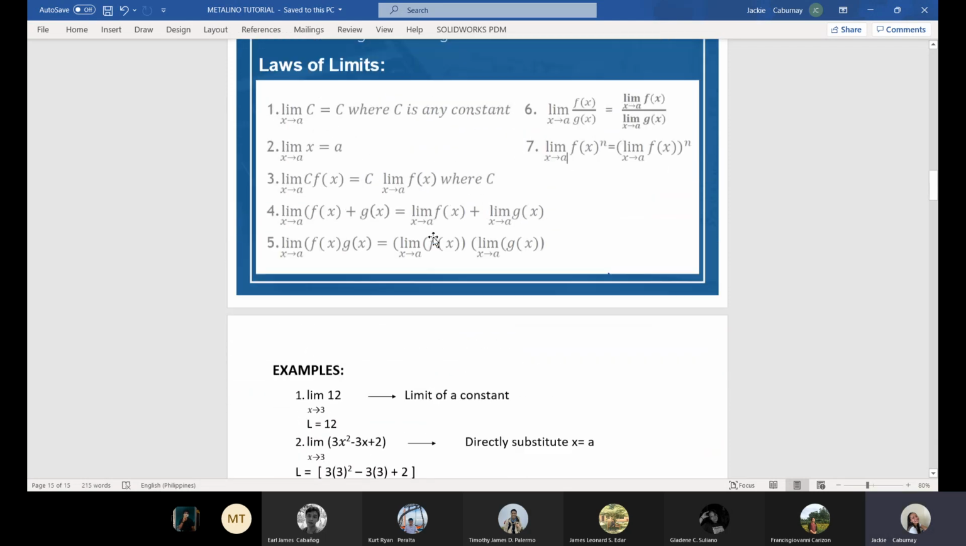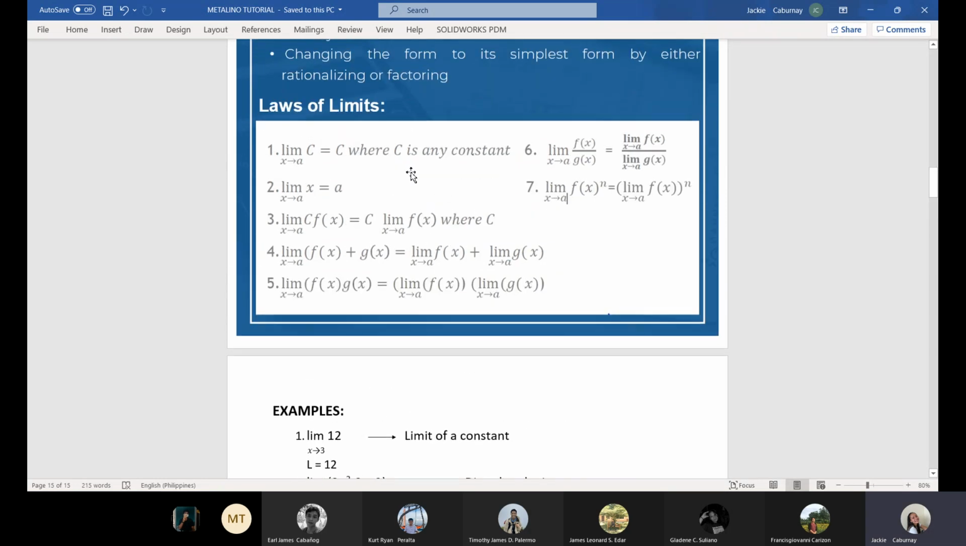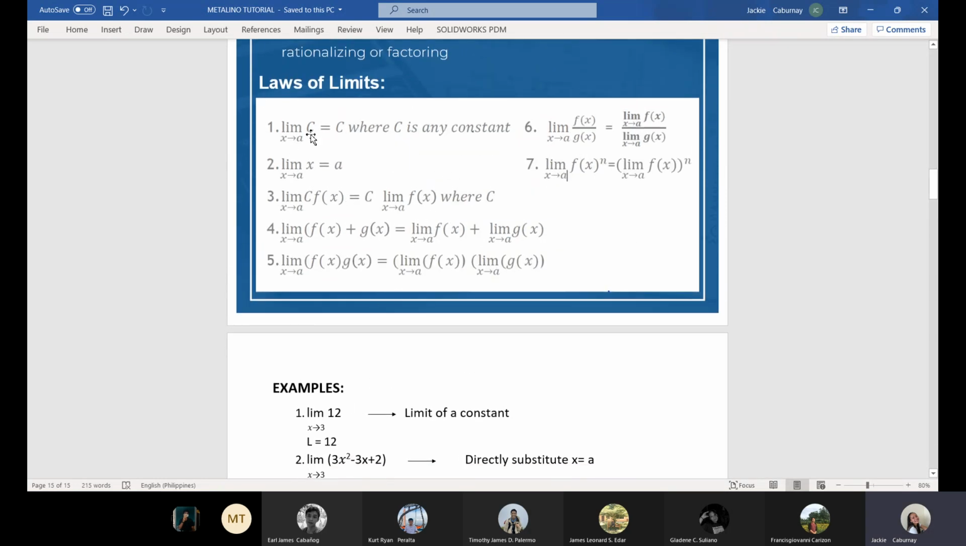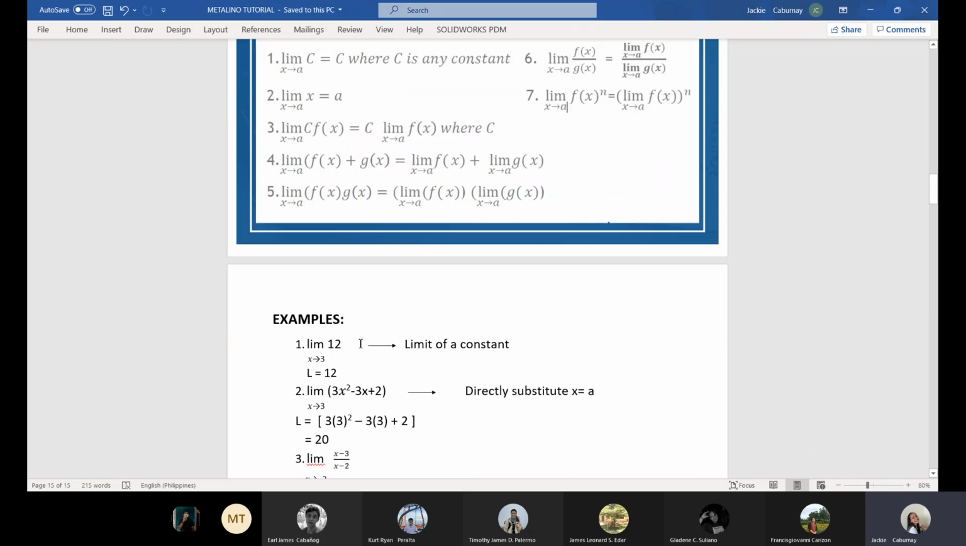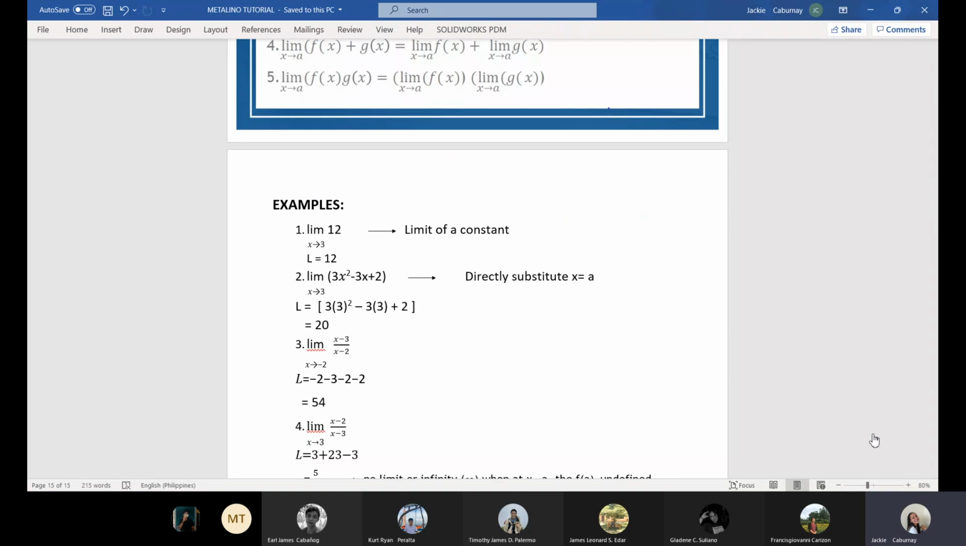So let's go straight to the examples. Example 1, limit of 12 where x approaches 3. This falls under law number 1, the limit of c where c is a constant. So, the limit of 12, whatever the value of x, even if it approaches a negative number or 1 million, the answer is always the constant. So 12. Before I proceed, are there any questions?